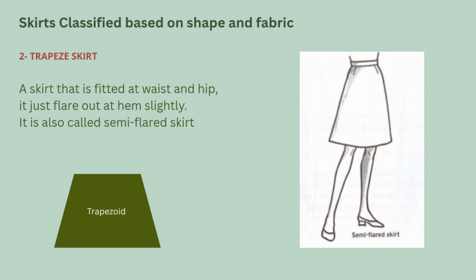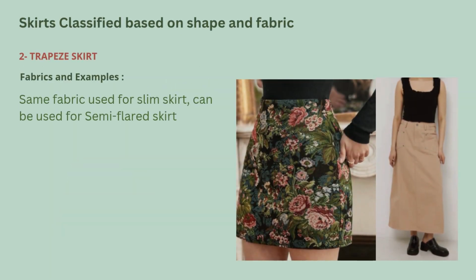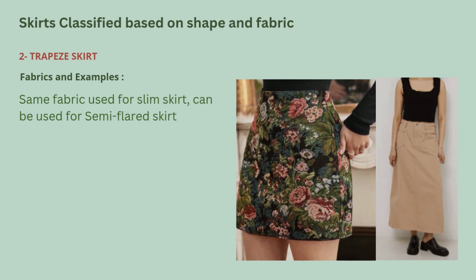The next group of skirts are called trapeze skirt. They are called trapeze because their shape is like a trapezoid. These skirts are fitted at waist and hip and they slightly flare out when they go to the hem part. The fabrics suitable for this kind of skirts are similar to a slim skirt because they are also fitted at waist and hip, and that's why we need a strong fabric, just the same as the fabric we needed for the slim skirt.